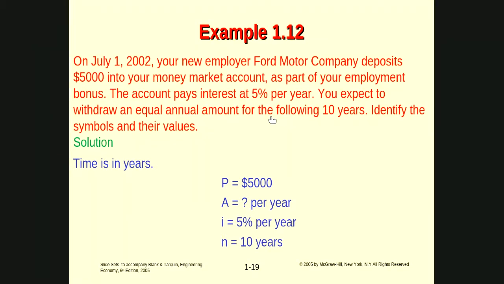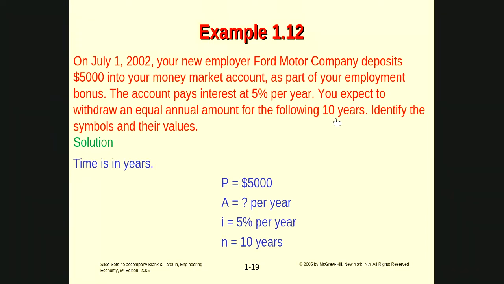Then the interest rate, definitely, there is nothing else. Number of years, how do we find it? It says 10 years already here in the example. Now the part that is the questioning part: you expect to withdraw, like annual returns, with equal amounts, meaning fixed annual returns with equal amount for 10 years.